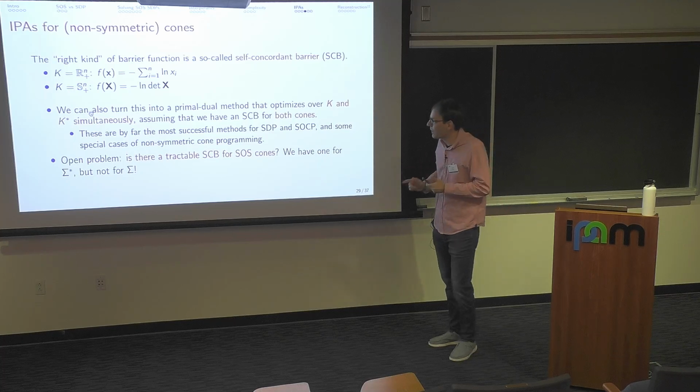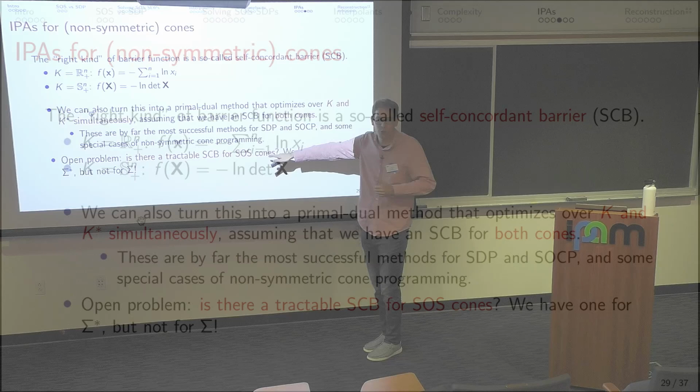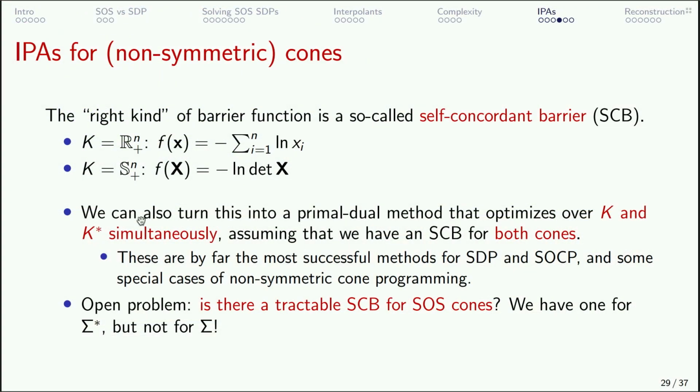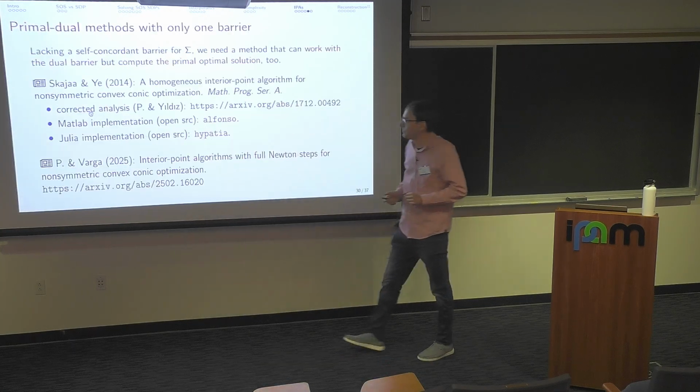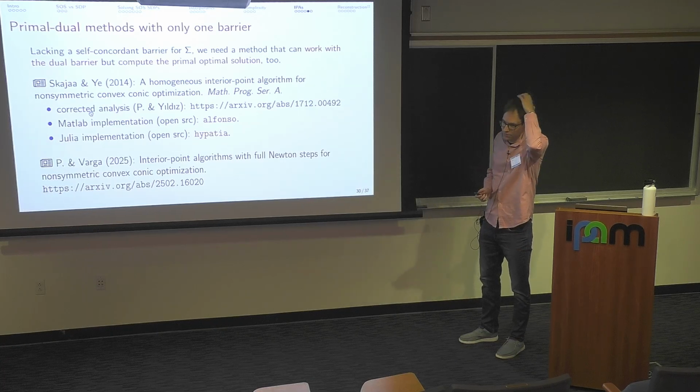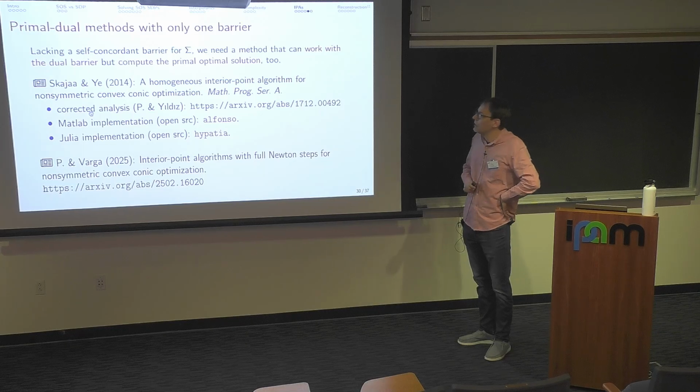But I won't even talk about that, because the biggest issue is we do not have such a barrier function for the SOS cone. So it looks like we are dead in the water because, or like right at the outset, we can't do anything. We do have the nice, the well-behaved barrier function for the dual of the SOS cone, but we don't have it for the SOS cone. Okay, so this is at least an open problem whether there is such a function or not.